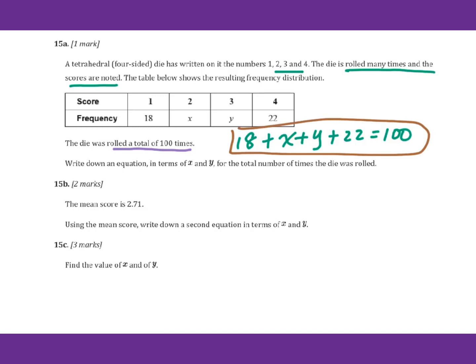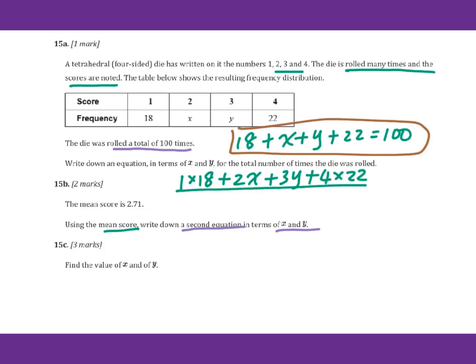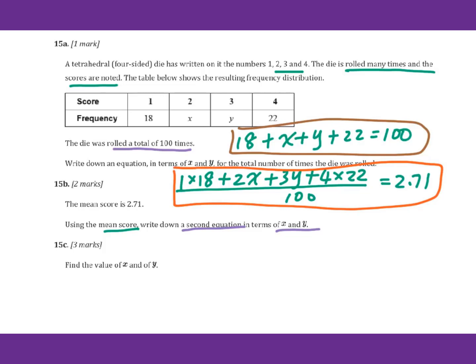The mean score is 2.71. Use the mean score, write down a second equation in terms of x and y. Mean score, that's 1 times 18 plus 2 times x plus 3 times y plus 4 times 22, over 100. That equals 2.71. You don't have to simplify. This is the second equation.